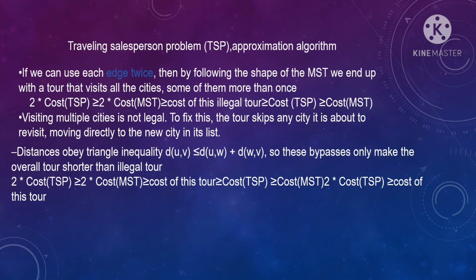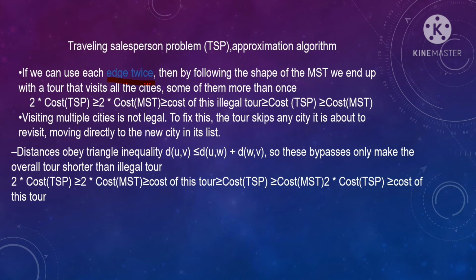If we can use each edge twice, then by following the shape of the MST, we end up with a tour that visits all the cities, some of them more than once. Visiting a city multiple times is not legal. To fix this, the first time we are in a city about to revisit, we move directly to the new city instead, which is less distance by the triangle inequality.